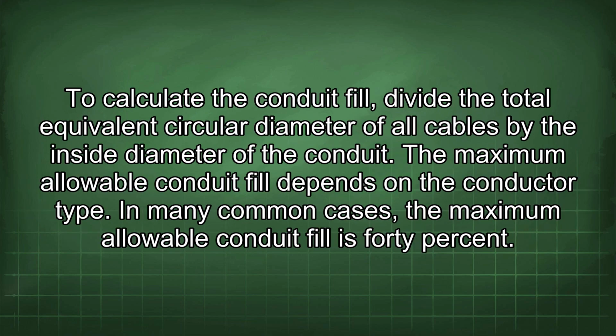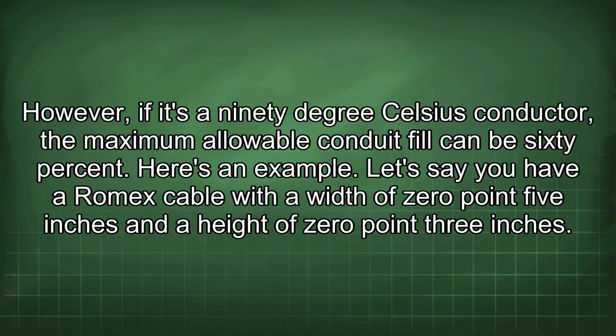To calculate the conduit fill, divide the total equivalent circular diameter of all cables by the inside diameter of the conduit. The maximum allowable conduit fill depends on the conductor type. In many common cases, the maximum allowable conduit fill is 40%. However, if it's a 90°C conductor, the maximum allowable conduit fill can be 60%.